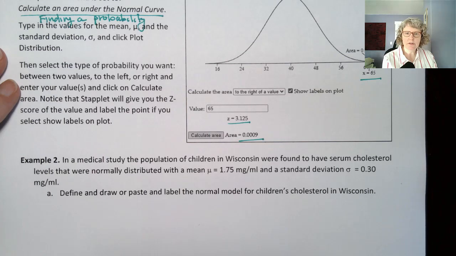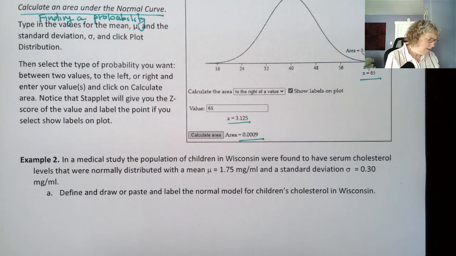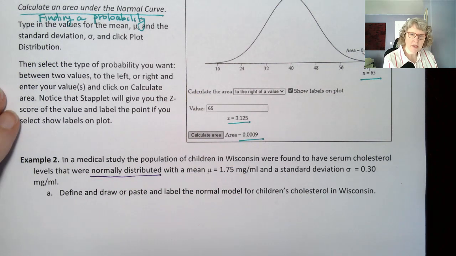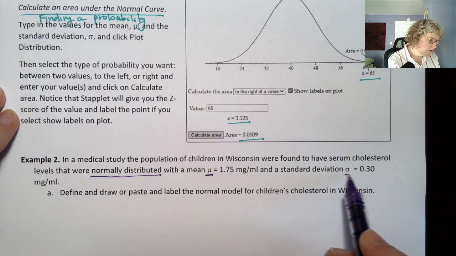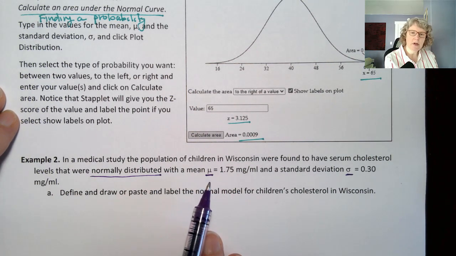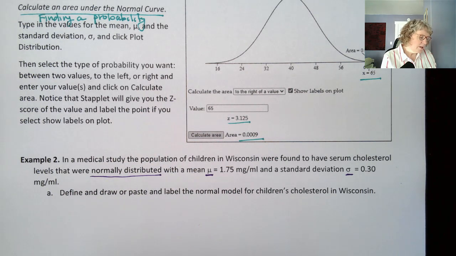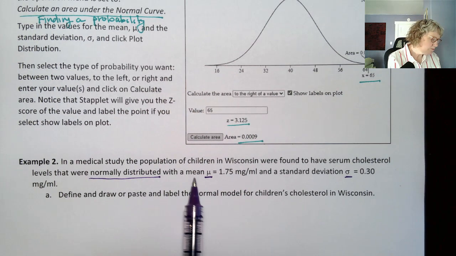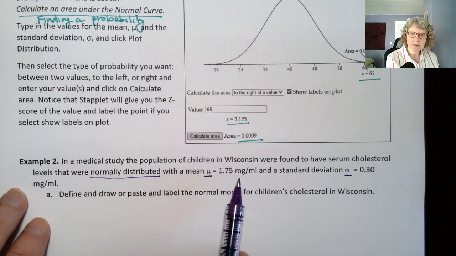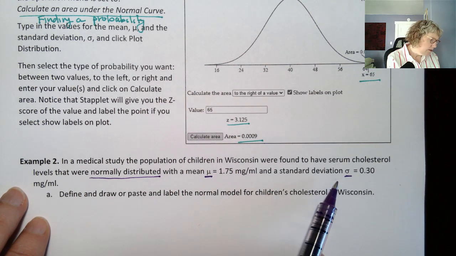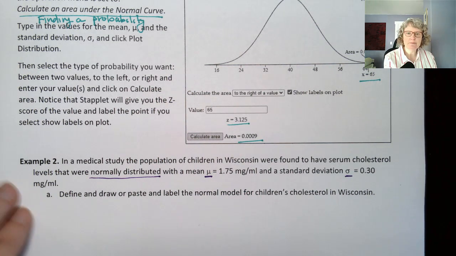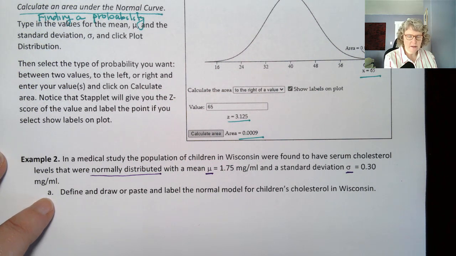Example 2. In a medical study, the population of children in Wisconsin were found to have serum cholesterol levels that were normally distributed. So they have to tell us, in any of these examples, that we're using a normal model, right? With the mean, and also I'll mention something about the symbols too. When we're using a theoretical model, we use the population parameter. So that's why we're using the Greek letters, mu and sigma. And so even though this is probably from some kind of study, we're now saying that, theoretically, this is the population. Okay, so the mean is 1.75 milligrams per milliliter, I believe, and a standard deviation of 0.30 milligrams per milliliter. Okay, so define and draw or paste, and then label the normal model for children's cholesterol in Wisconsin.